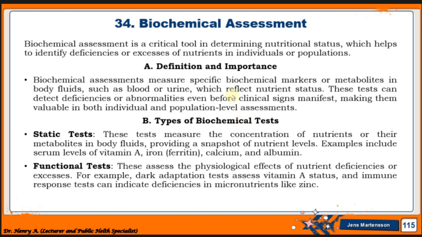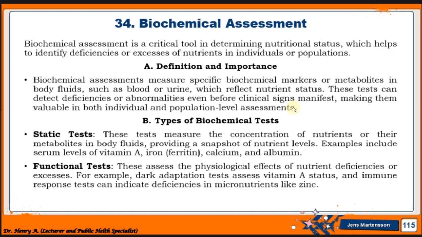Biochemical assessments measure the specific biochemical markers or the metabolites in body fluids such as blood or urine, which reflect nutrient status. Now, these tests can detect deficiency or abnormalities even before clinical signs manifest, and this makes them valuable in both individual and population level assessment.